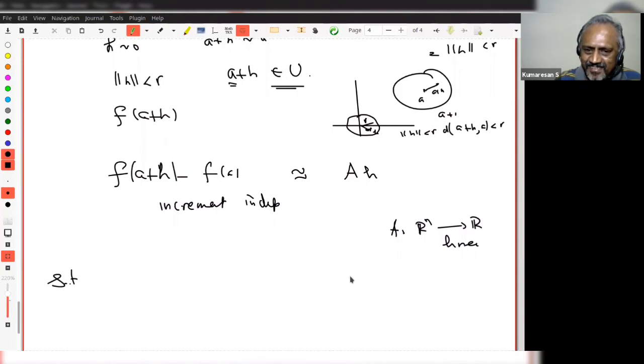Sir, |f(a+h) - f(a) - Ah| is less than epsilon. Correct. You are writing epsilon-delta. You are a much more advanced student for me. Good. But what I want is first qualitative: it should tend to zero faster than h. Very good.